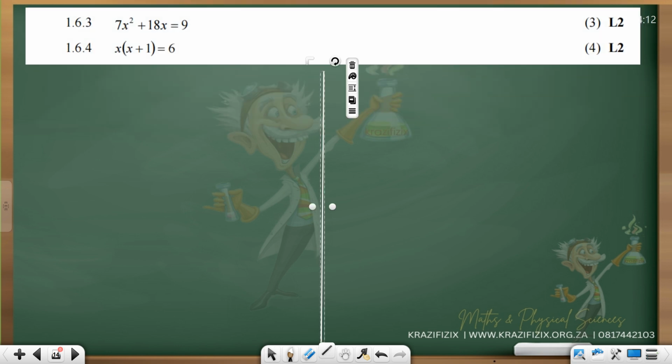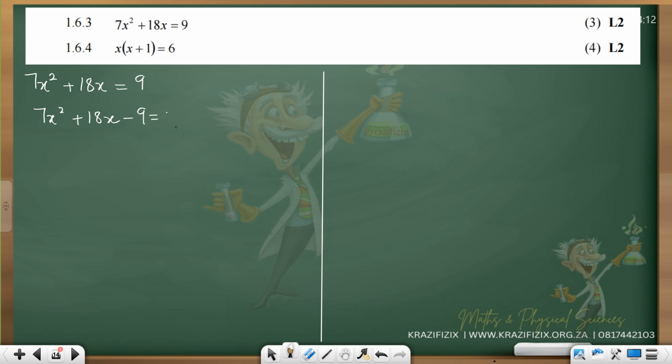So if you were following yesterday, you would know what to do. 7x squared plus 18x equals 9. First thing is to make sure that the right hand side is a 0. Every time you do that, you get 1 mark. So it's 1 mark that is very, very important.